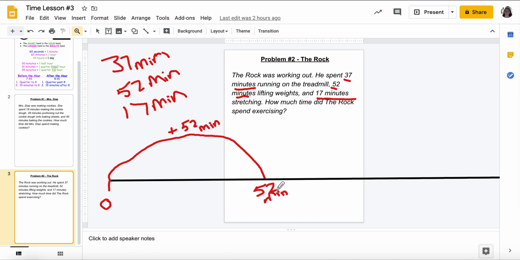But remember, I'm getting real close to that 60 mark, right? I'm at 52. What happens when I get to 60 minutes? What does it then become? It becomes 1 hour. So I've taken care of 52. What do you think I could decompose to make 60? What do I need to add to get to 60? To get to 1 hour? I need to add 8 minutes, right?